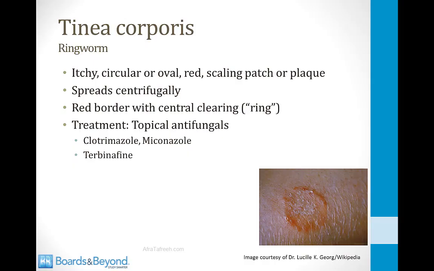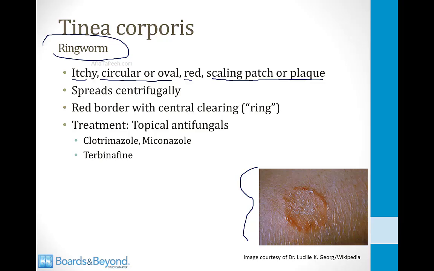Next dermatophyte infection is tinea corporis, which is also called ringworm because it classically forms a ring on the skin, just like this picture down here. It's a skin fungal infection. It's itchy. It's usually circular or oval. It's red, especially at the edges, and it's usually described as a scaling patch or a plaque. It spreads centrifugally, so it starts in the middle here and moves out like in this picture. The border is usually red, but there's clearing in the center, and that's what makes it look like a ring, so that's why it's called ringworm. And this can be treated topically with antifungals like clotrimazole and miconazole and also terbinafine.